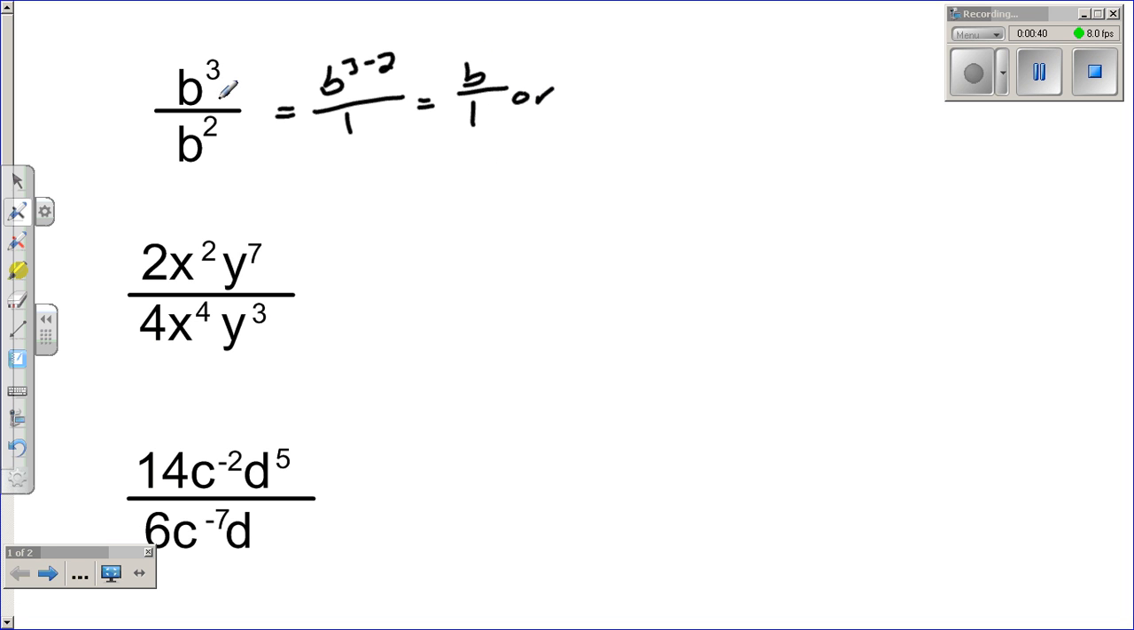A second way you can do this is just list out how many b's you have. You have 3 b's here, you have 2 here. And then you just let things cancel out. I'd have b over 1, which equals b as well.